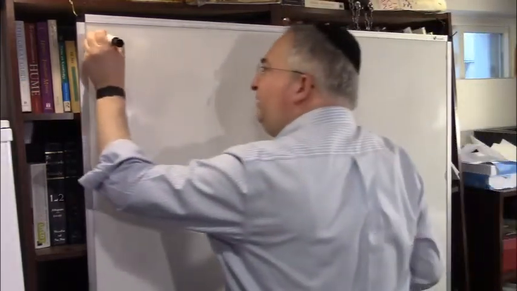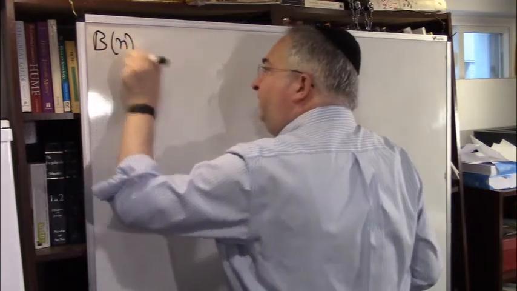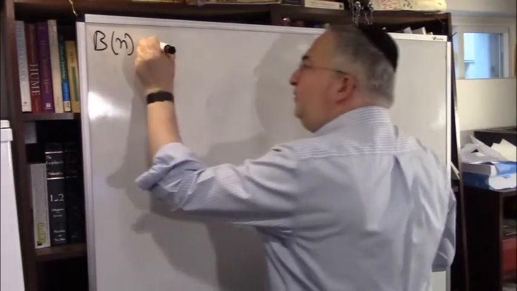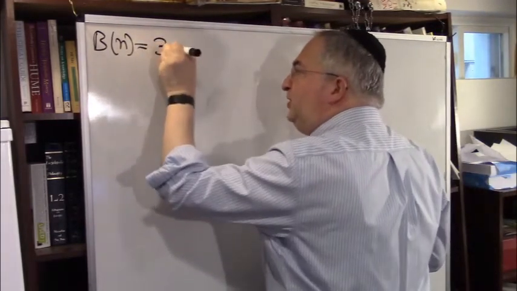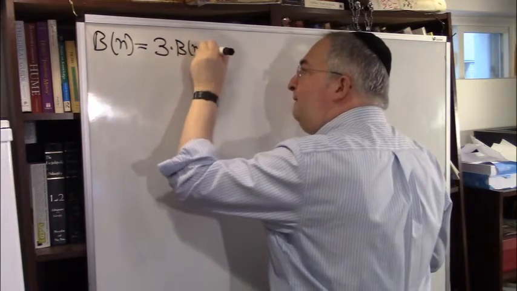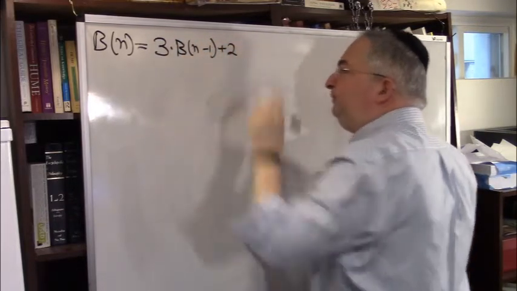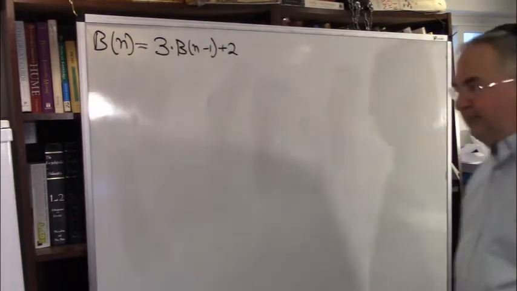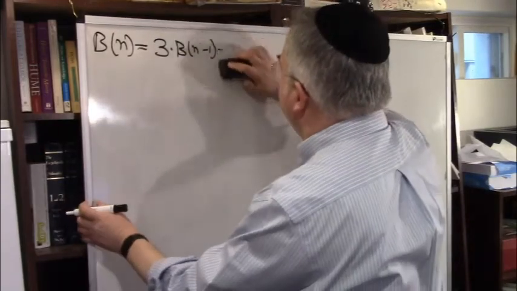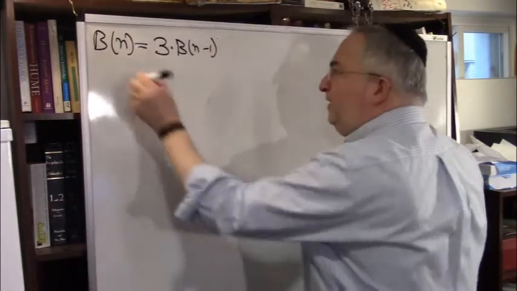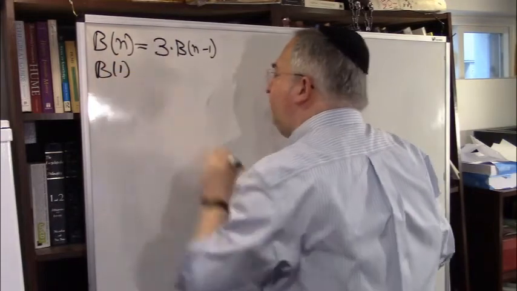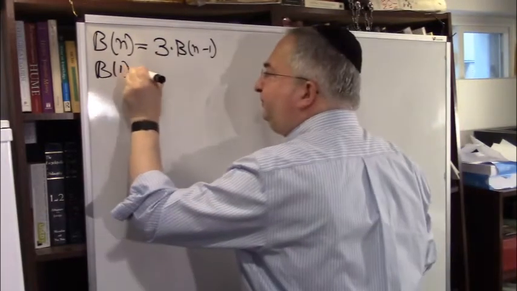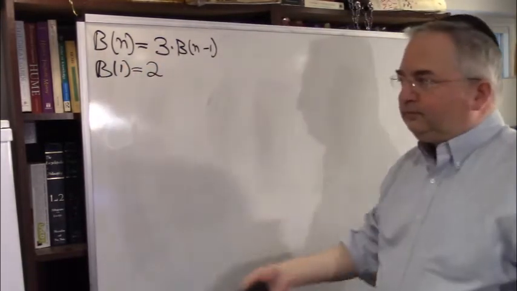And the more complicated example is B of n. B of n is going to equal, instead of doing addition, we're going to deal with multiplication now: 3 times B of n minus 1. But now the boundary case is B of 1 is equal to 2.